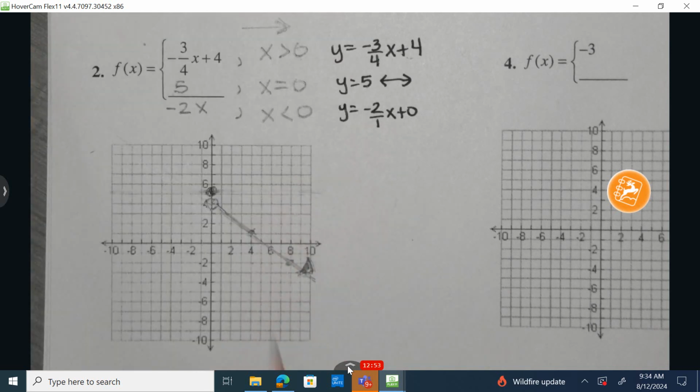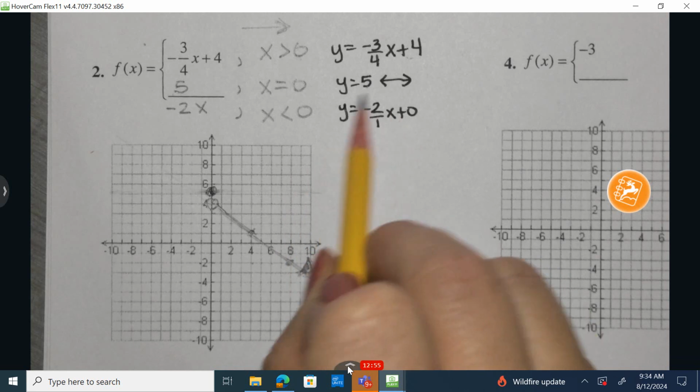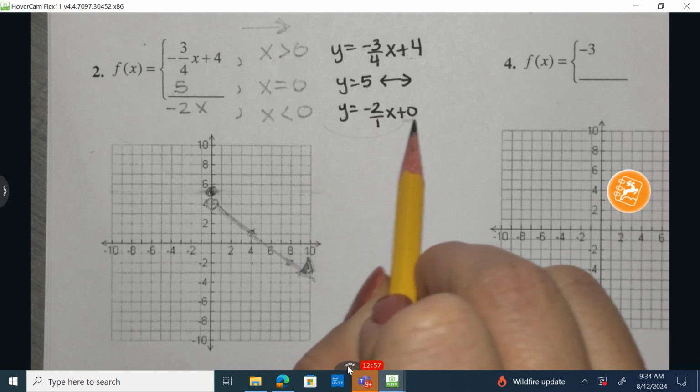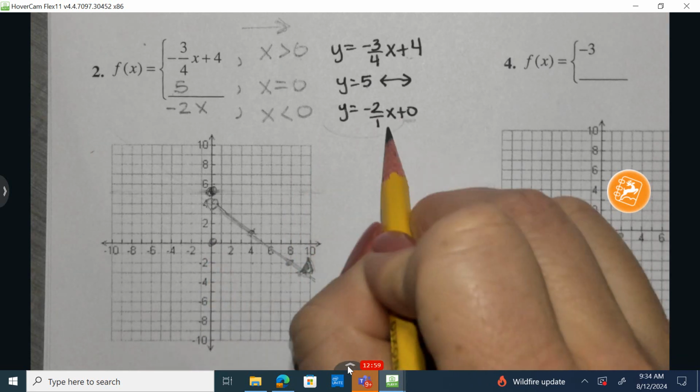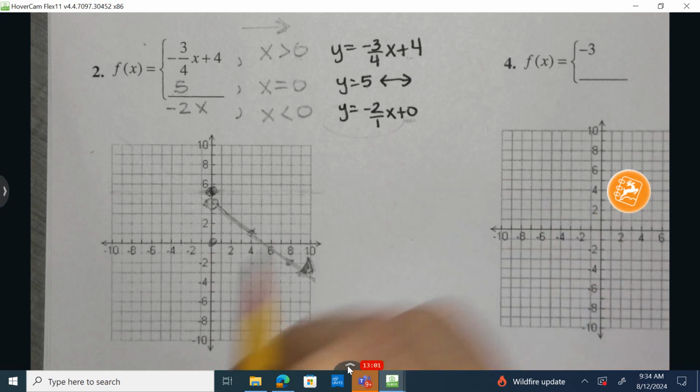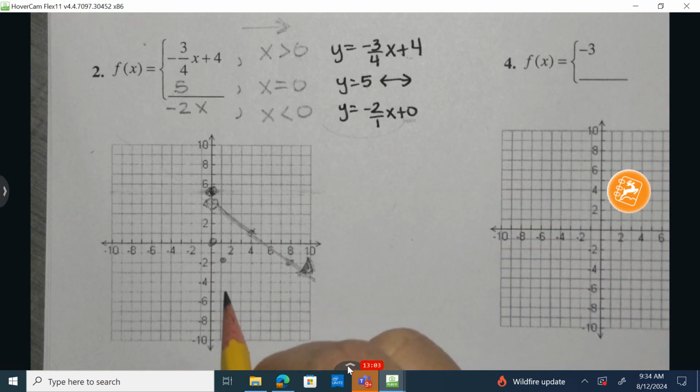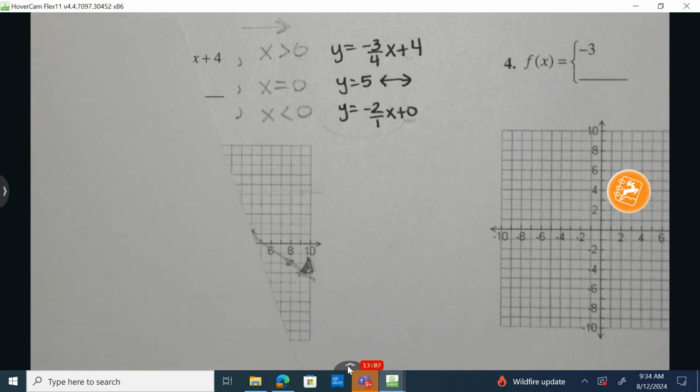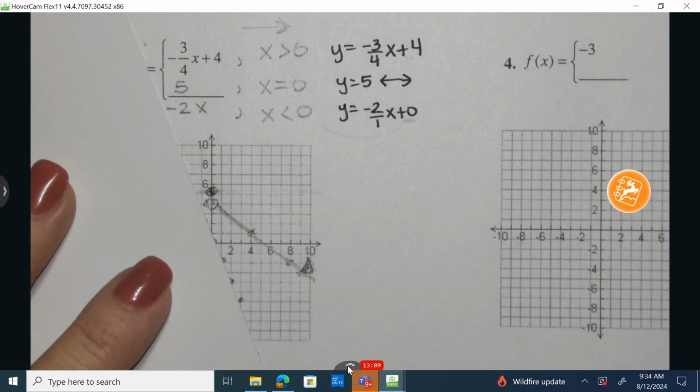I'm going on to the last piece of this function. I'm going to graph this. So I'm going to start on the y-axis at 0. And I'm going to go down to right 1. Okay, down to right 1, down to right 1, down to right 1. Okay, got it? And now I'm going to connect those points.